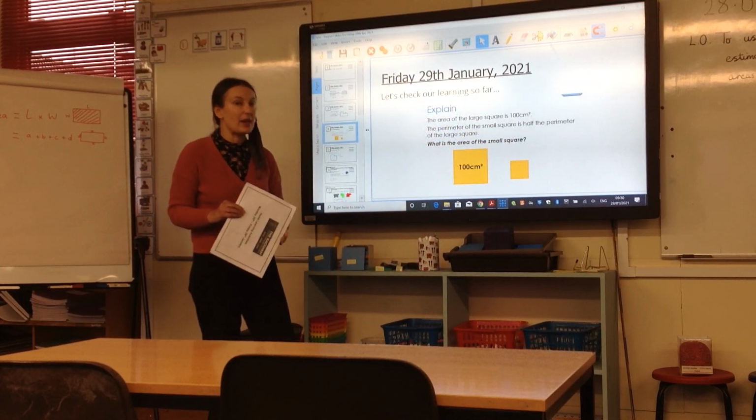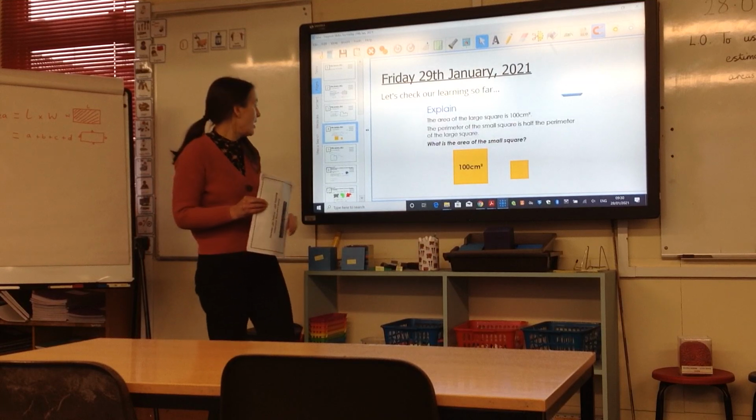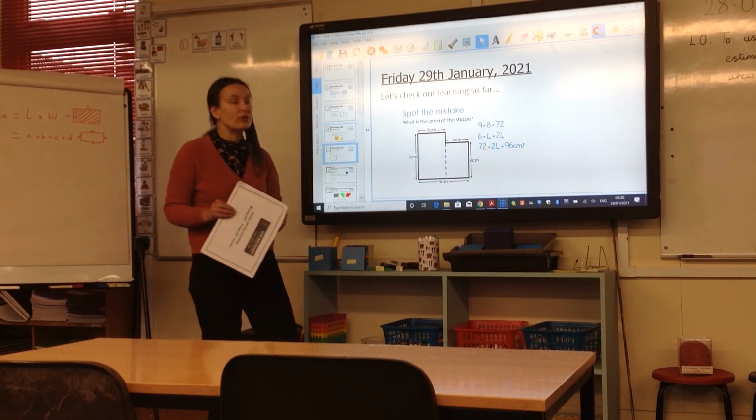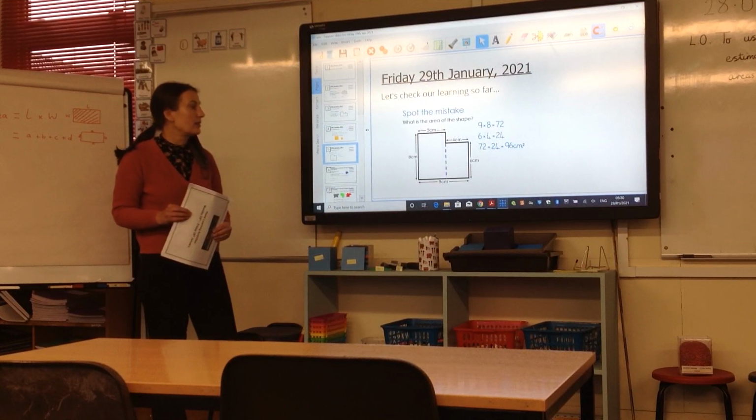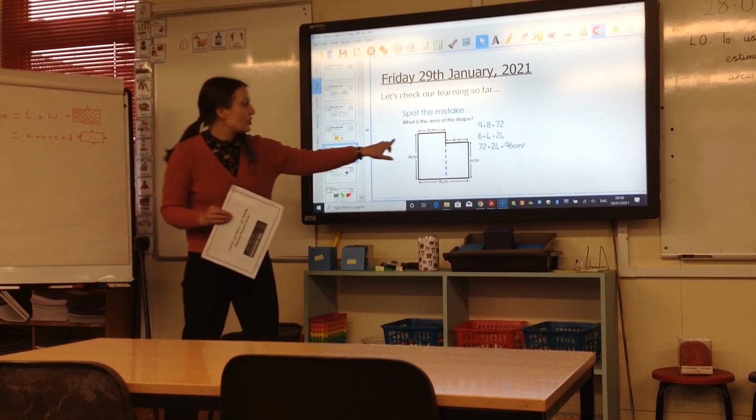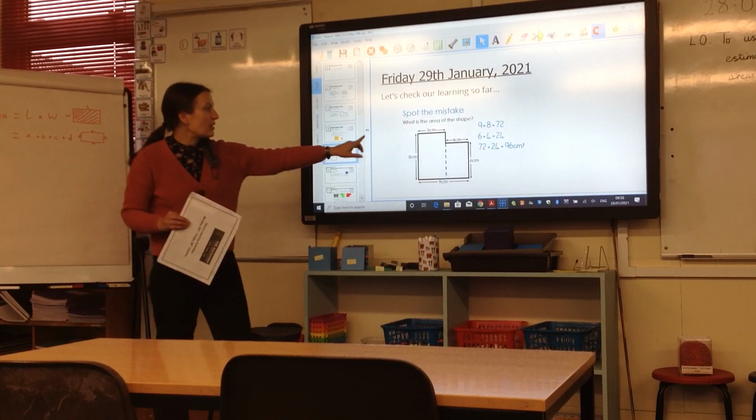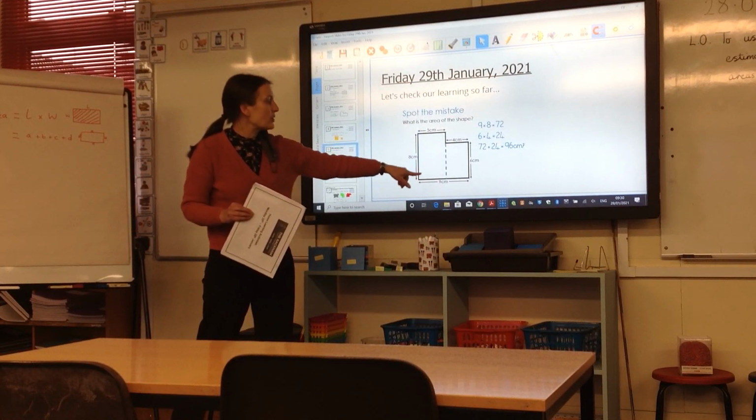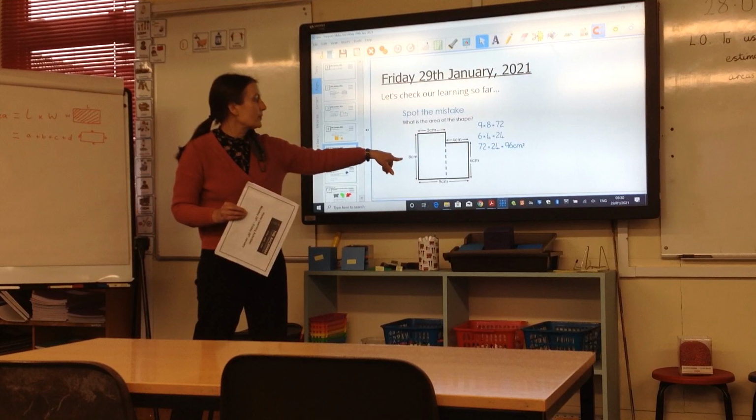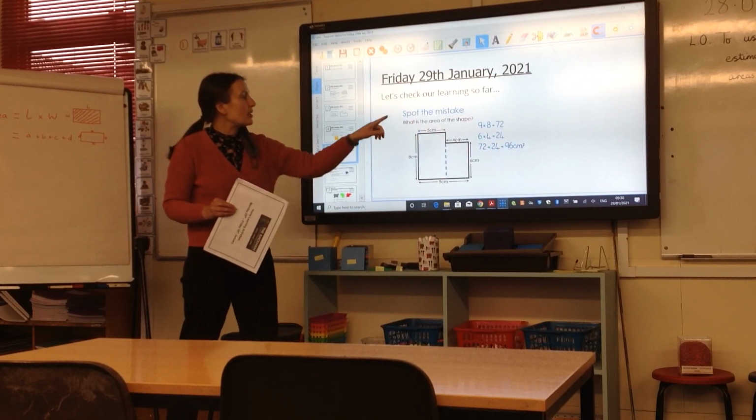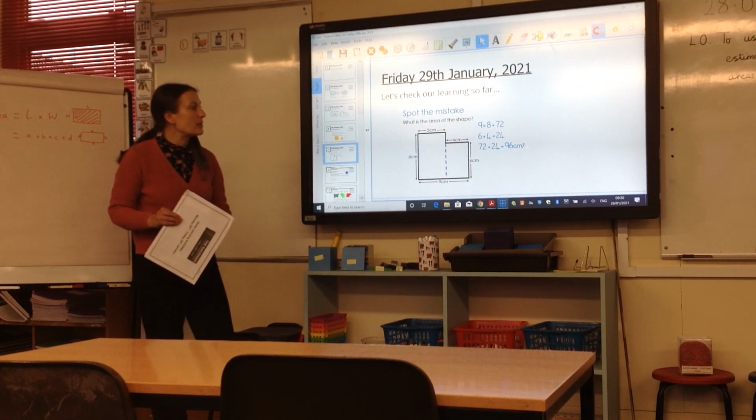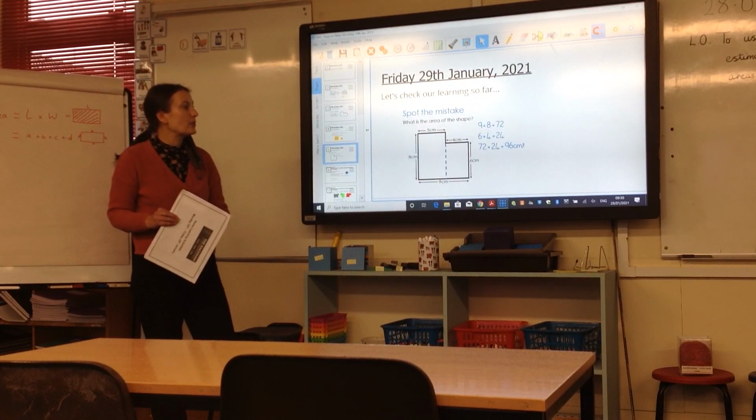Okay, just to clarify that explanation. Excellent, well done. Okay, and our last question we're going through is called spot the mistake. So here we've got a shape, again it looks like our two stuck together. We've got our measurements all the way around this time, apart from that little bit there. We've got our calculation in the blue, so we've got 9 times 8 is 72, 6 times 4 is 24, 72 and 24 is 96 centimetres for the area.